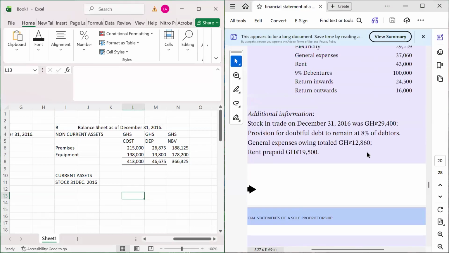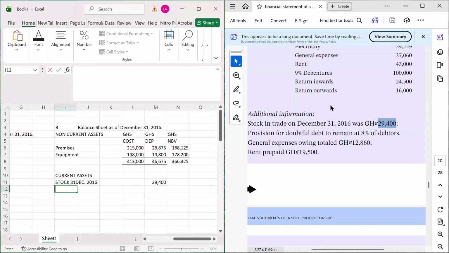How much is that stock? This one. That's the stock. Okay, sir. So we put our stock. What's next? The debtors.